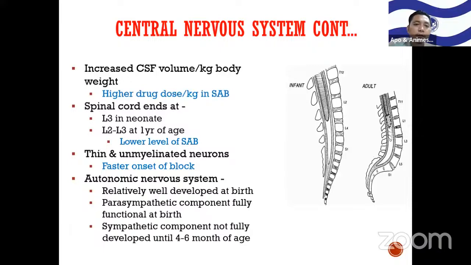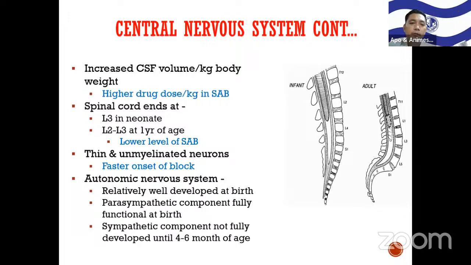Next, coming to the CSF volume, they have increased CSF volume per kg body weight. It's around 4 ml per kg in a newborn, 3 ml per kg in infants, and 2 ml per kg in children. Therefore, a higher drug dose per kg of body weight is required during subarachnoid block.